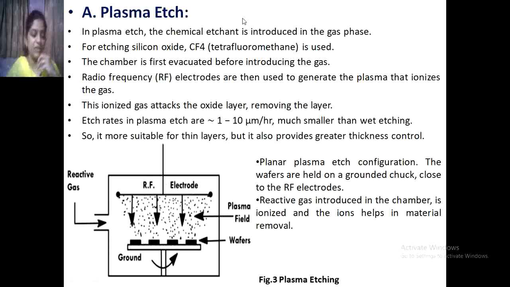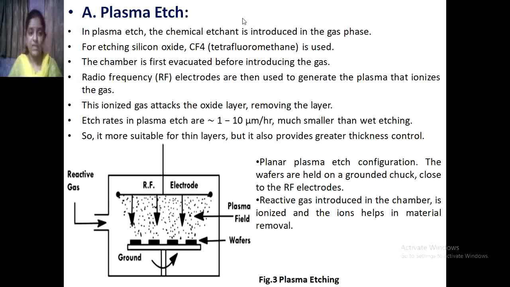So let us start today's session with the new point of chapter number 3, that is plasma etch. In plasma etch, the chemical etchant is introduced in the gas phase. So there is no wet etching chemical used. Here plasma is used as a gas phase.